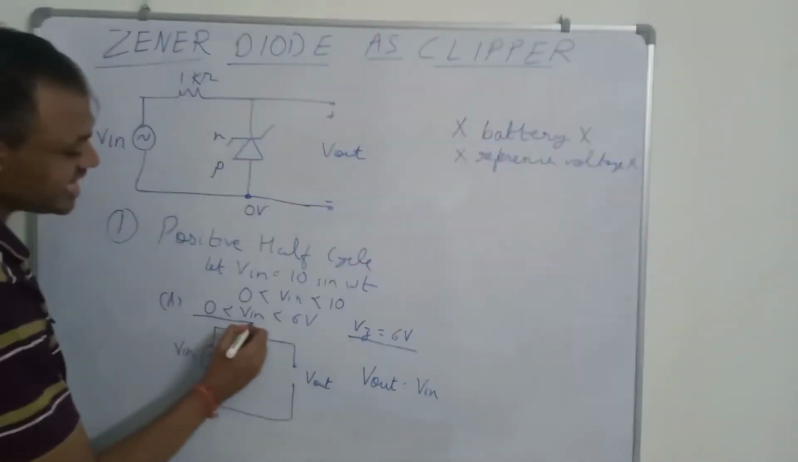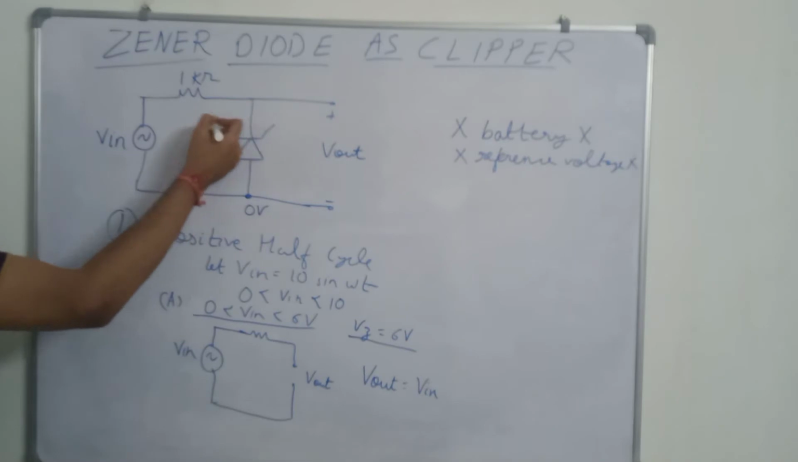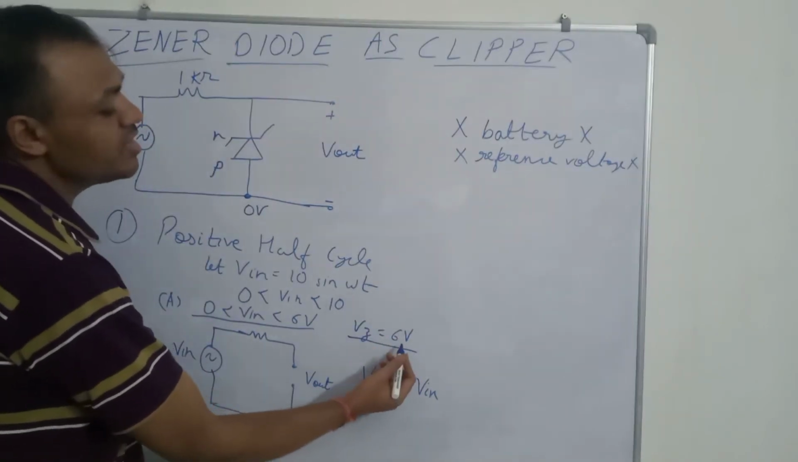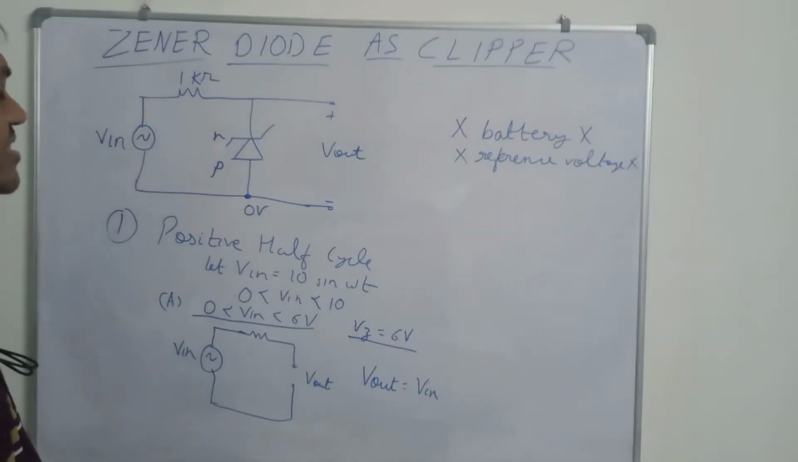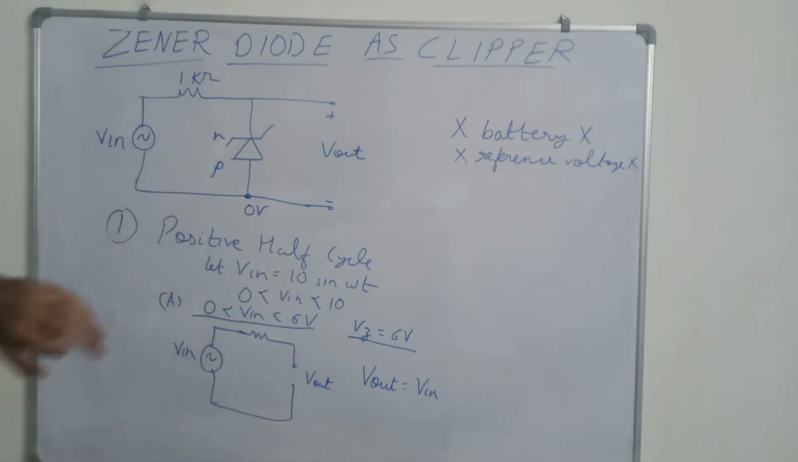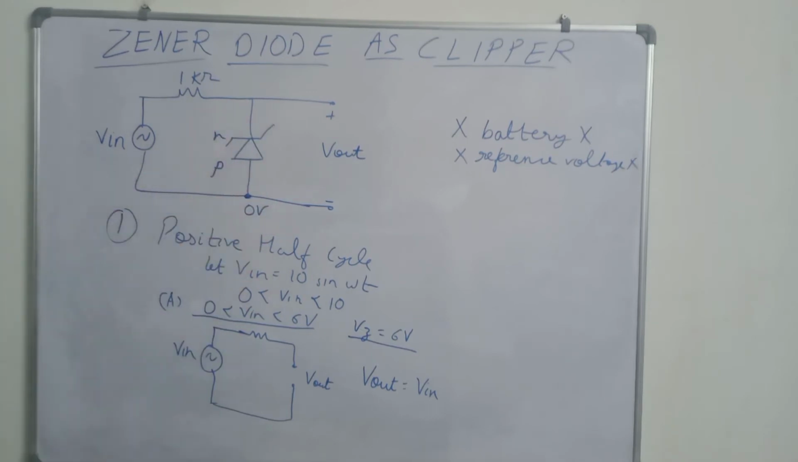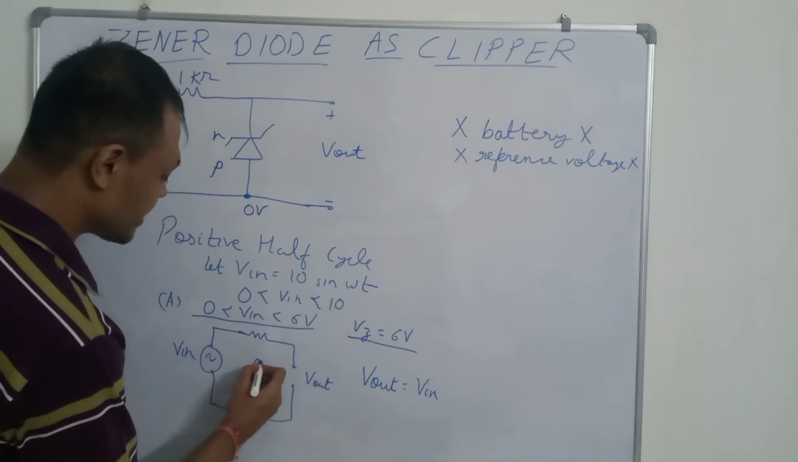When 0 is less than V in less than 6 volt, then the Zener diode is reverse biased because the N terminal is connected to a voltage between 0 and 6 volt, but it is not in breakdown because the breakdown voltage is 6 volt. So the Zener diode will break down when V in crosses 6 volt. But when V in is between 0 and 6 volt, the Zener diode is reverse biased but will not break down. So when the Zener diode is not in breakdown, it can be replaced by an open circuit.